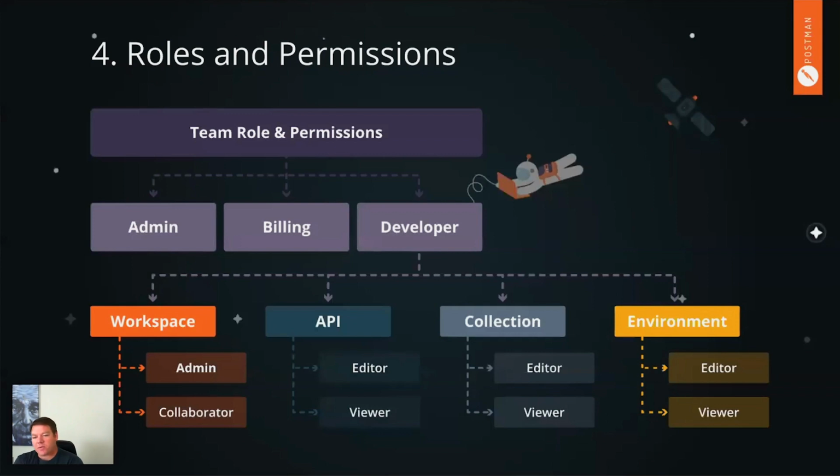So I'd like to talk about roles and permissions. Once you've added your teammates and there's content in your team workspaces, you may need to configure access to it. Postman uses role-based access control to limit access to team resources such as team settings and billing information. You can assign 3 roles to team members. Admin can manage team members and team settings. Billing can manage team plans and payments. And developer can access team resources and workspaces.